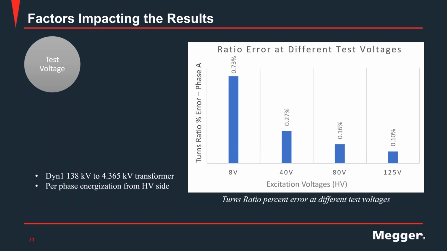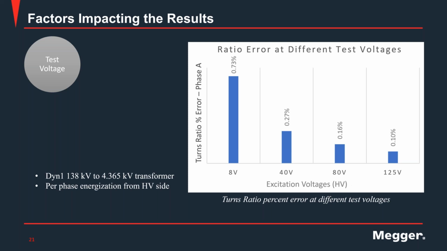This is a DYN1, right, a delta primary Y with the neutral accessible on the secondary, 138 kV primary to 4.365 kV on the secondary. And this is performing the traditional standard way of doing what we call step down, right? We apply the test voltage on the high side and measure on the low side of the transformer. On this example, we did the test, and these are results from phase A of that transformer.